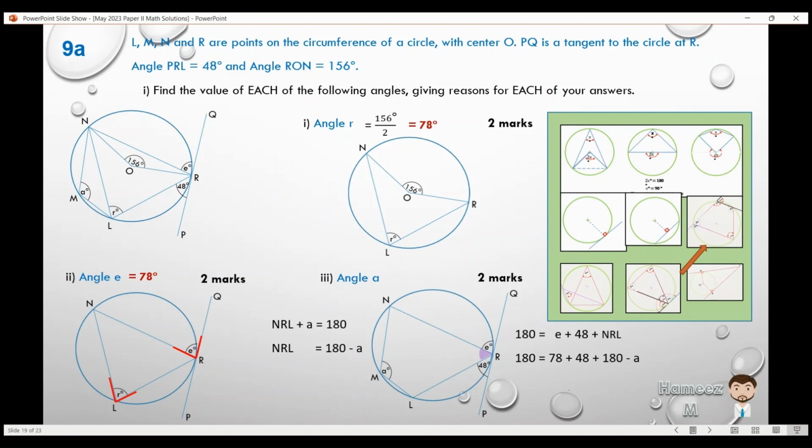So 180 is E, which is 78, which we got in part 2, plus 48 plus NRL, which is 180 minus A. Now we can minus 180 from both sides. If we minus 180 from the left side and 180 from the right side, it'll give us 0 is equal to 78 plus 48 minus A. And we can take the A on the right-hand side and carry it across. So we'll have A is equal to 78 plus 48. As such, we've solved for the angle A, which is 126 degrees.